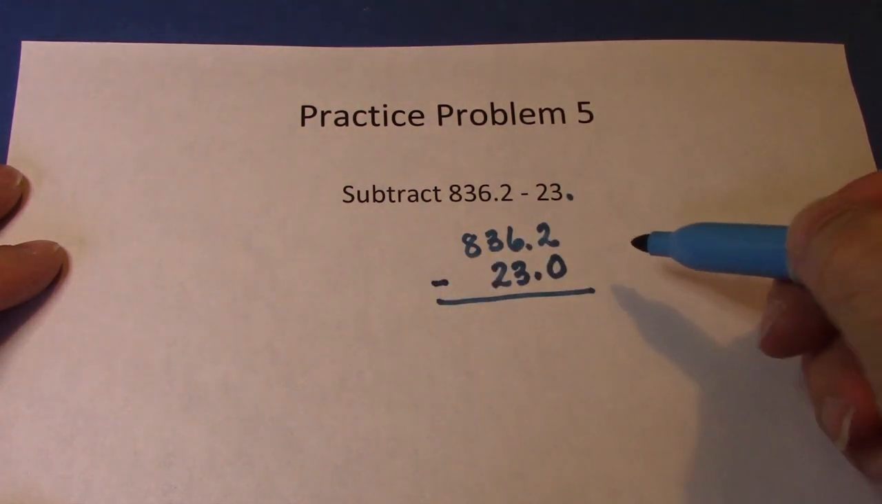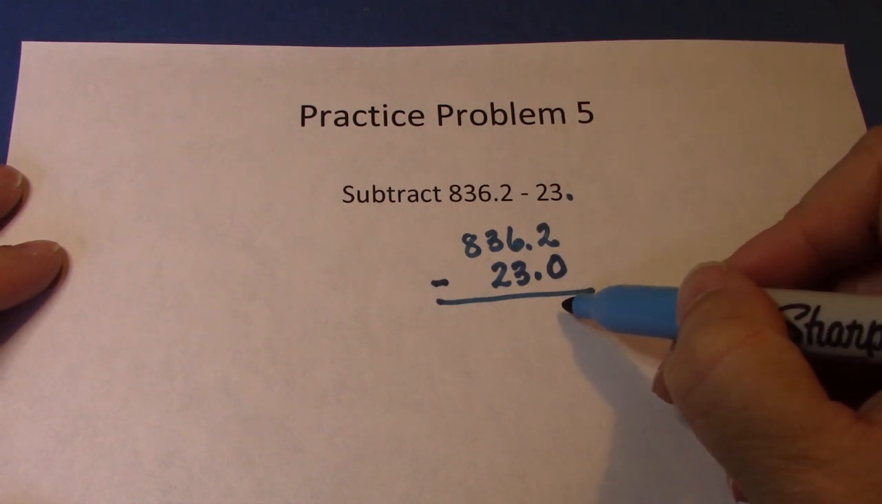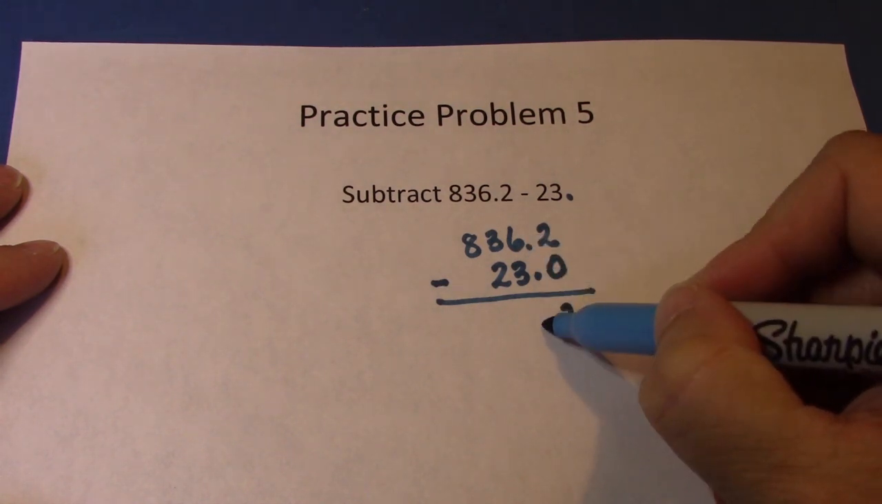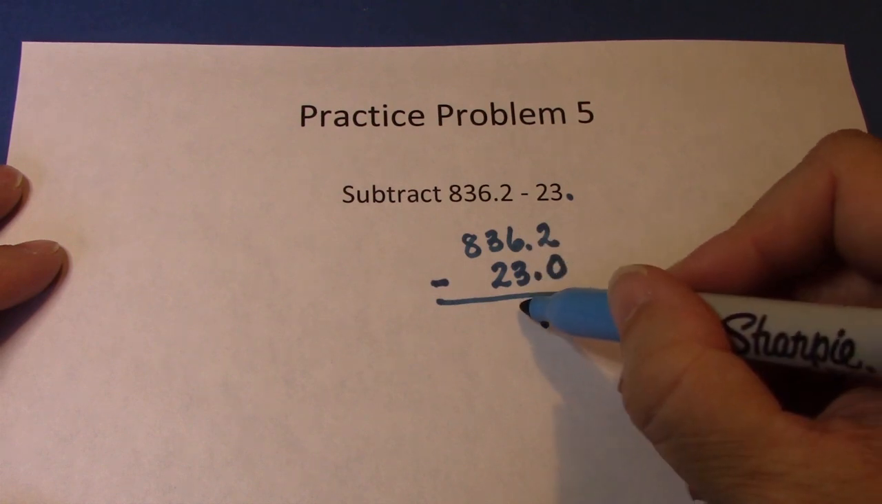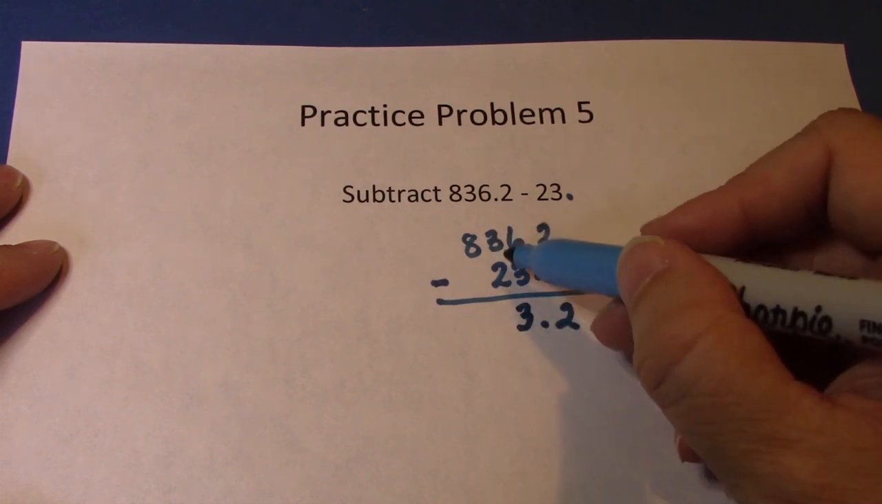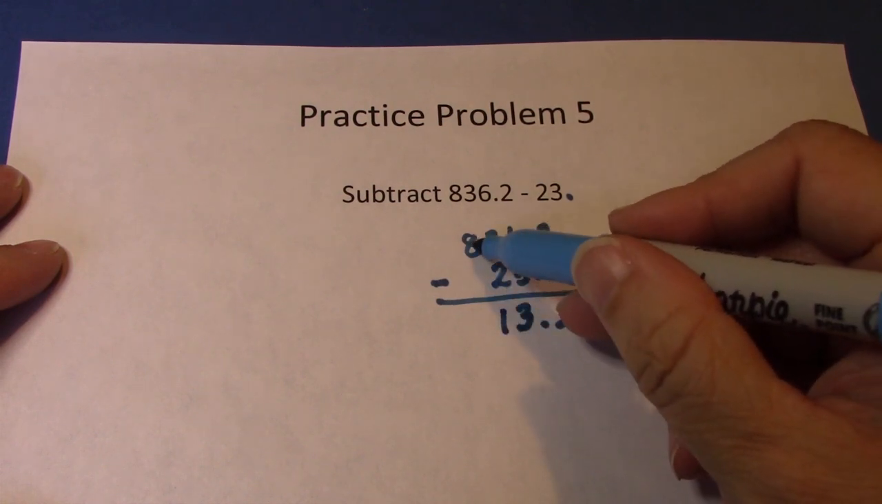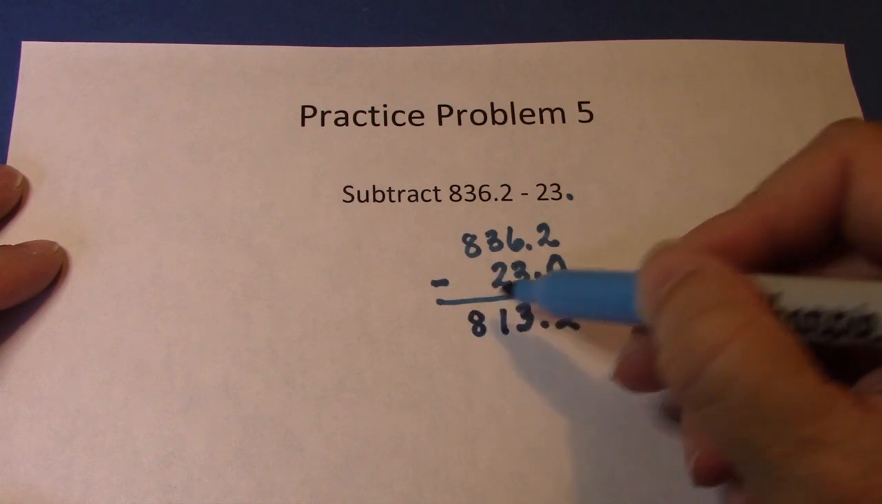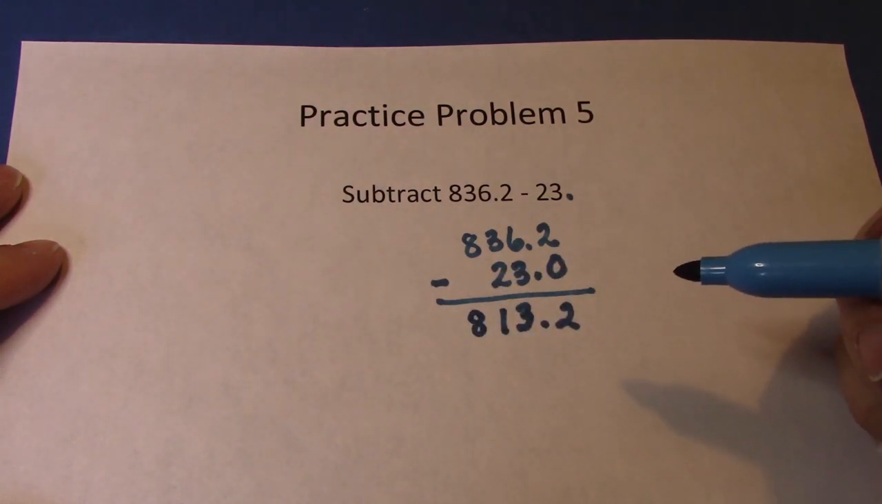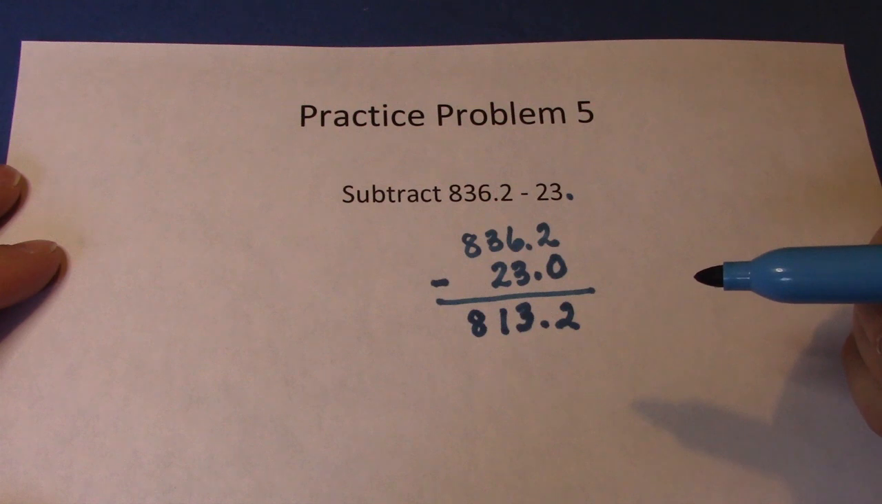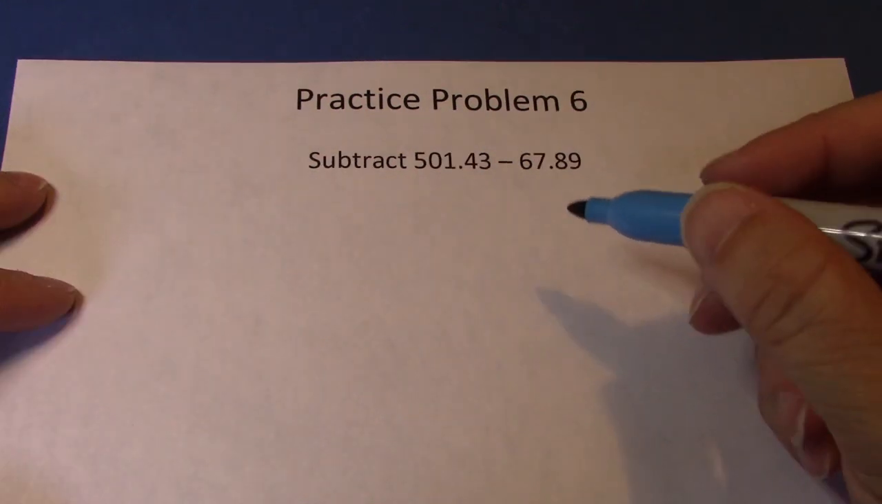And we're subtracting. 2 minus 0 leaves 2. There's my decimal place. 6 minus 3 is 3. 3 minus 2 is 1. 8 has nothing being taken away, so it just comes right on down. 813 and 2/10.